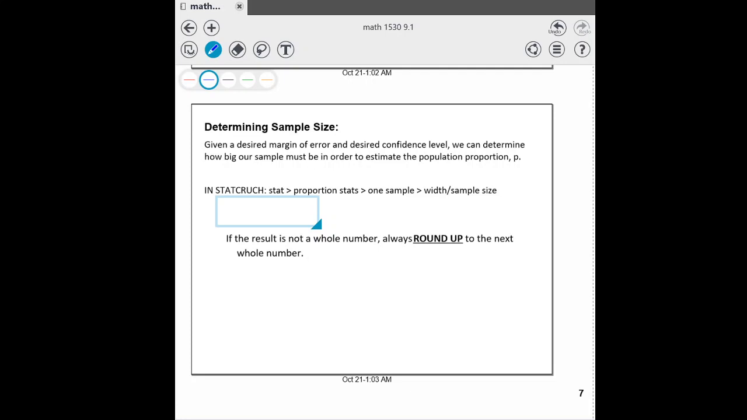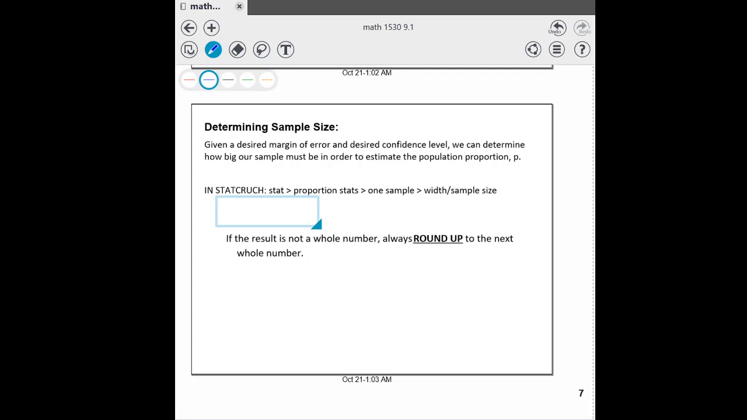Given a desired margin of error and a desired confidence level, we can determine how big our sample must be in order to estimate the population proportion. So here's the StatCrunch way. You're not going to do this by hand. If you click on View Example, it will use the formula, but we know we do it in StatCrunch.